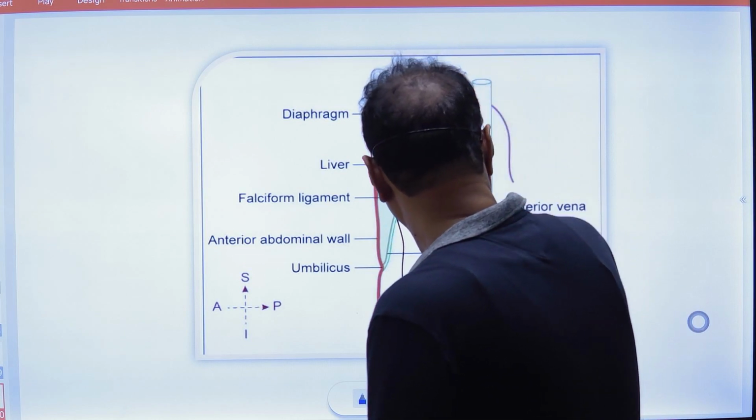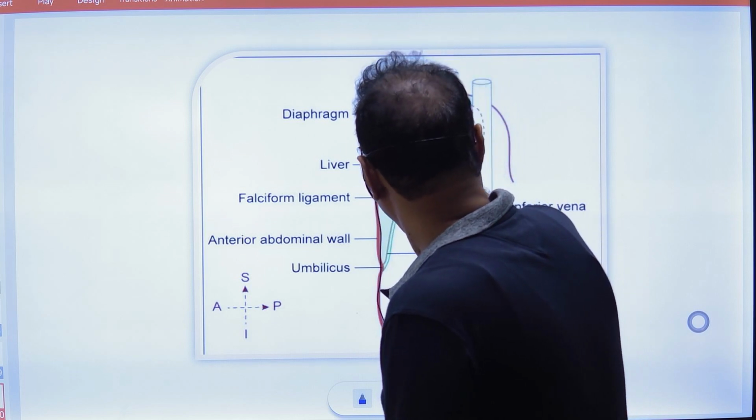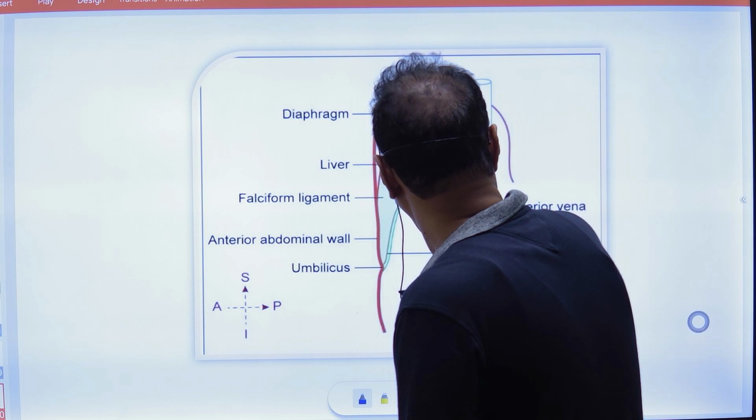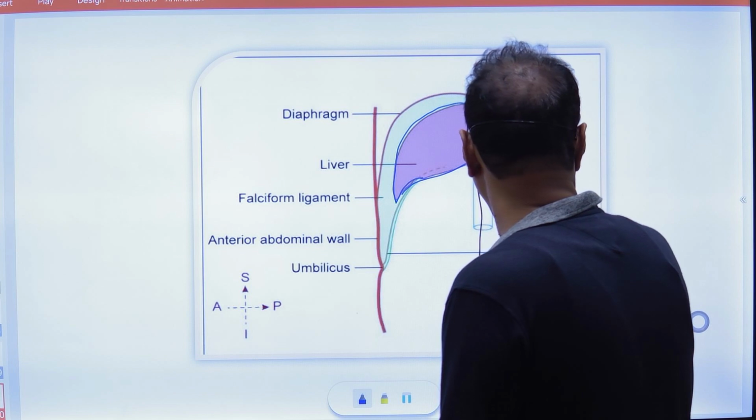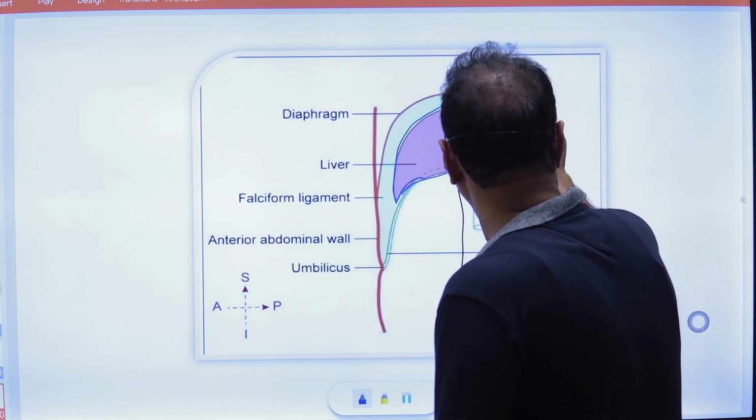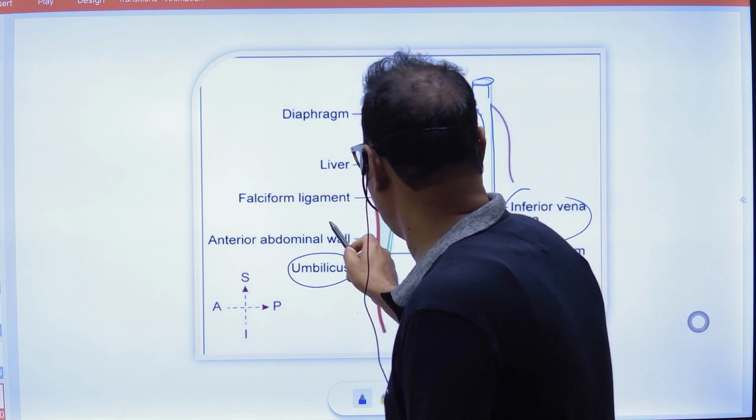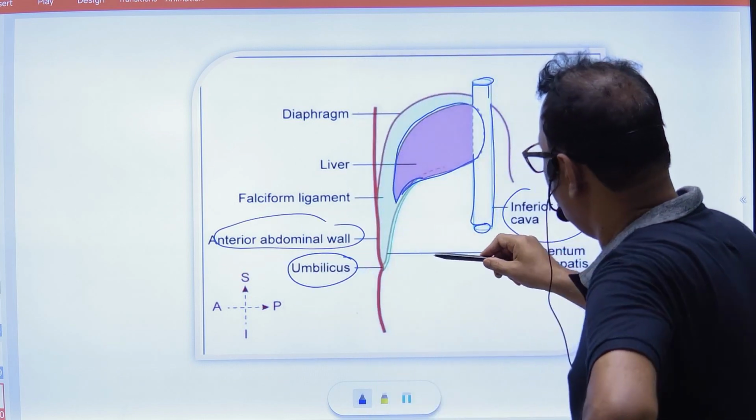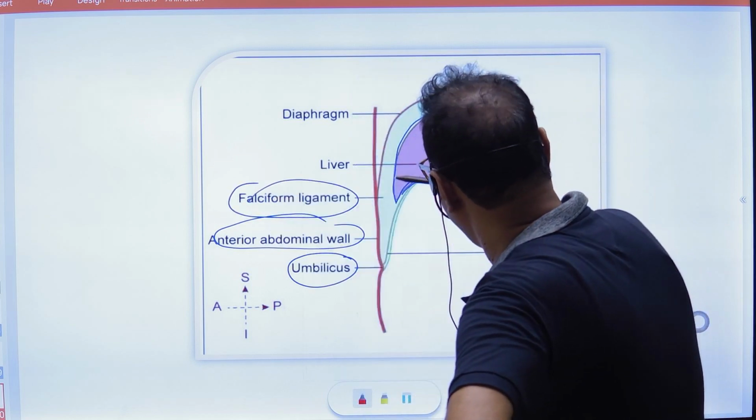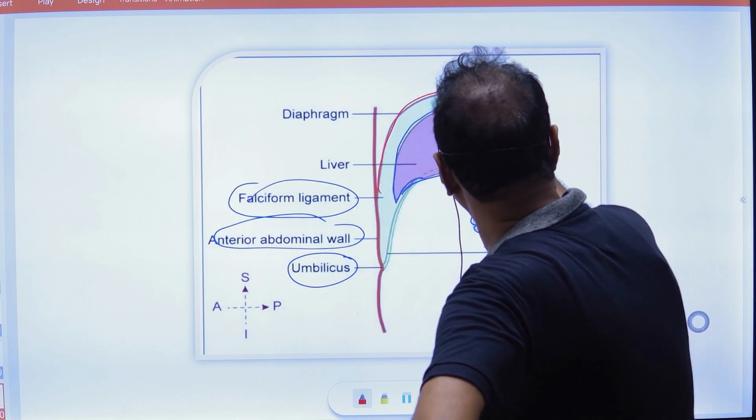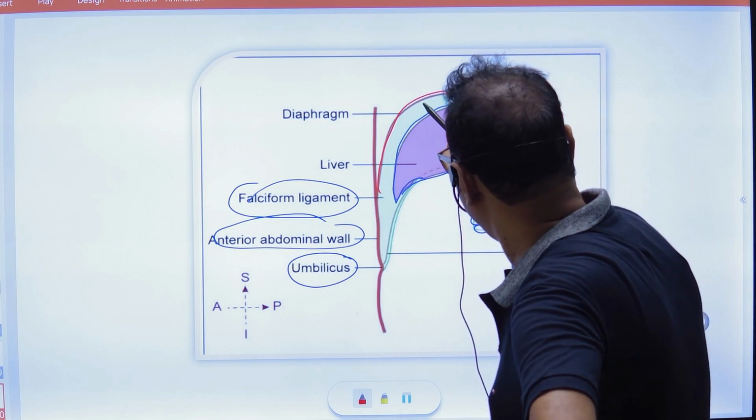So, talking about the level of the liver with the diaphragm, this is the liver, and this is the inferior vena cava. Here we have the umbilicus. Here we have the anterior abdominal wall, and here is the falciform ligament. This is actually the falciform ligament. So we can see the ligament. What does it do? It attaches to the diaphragm.